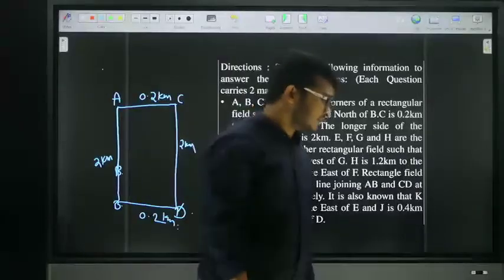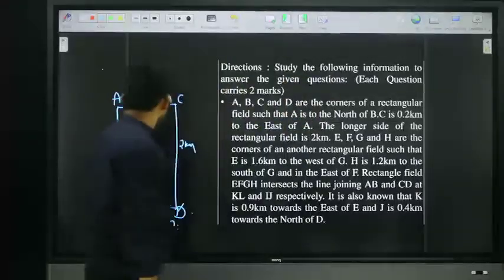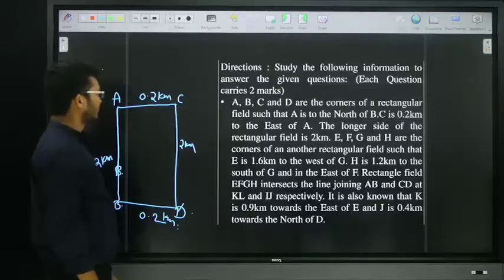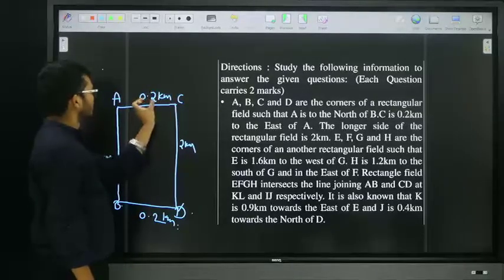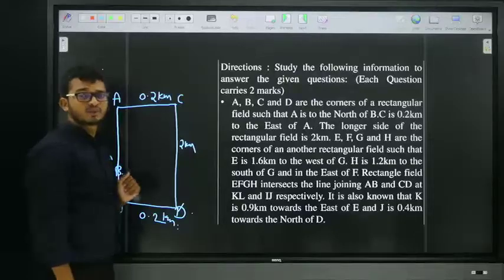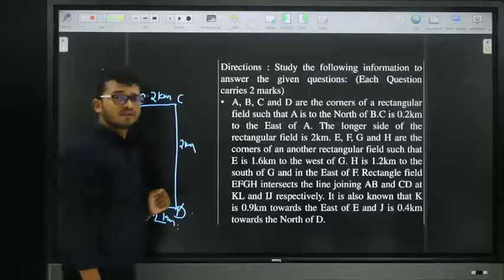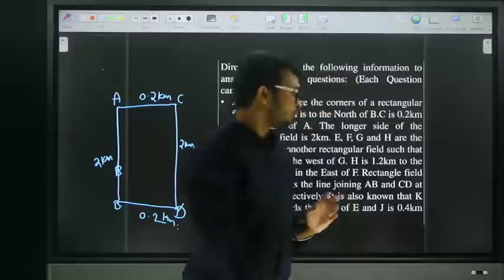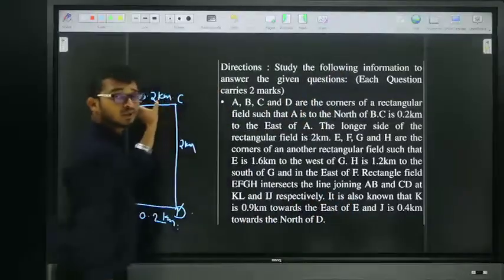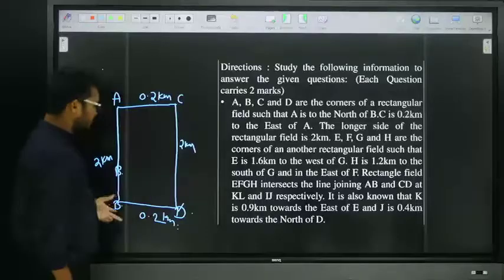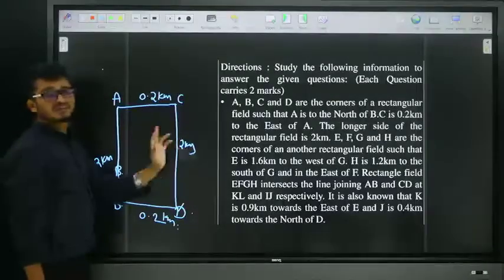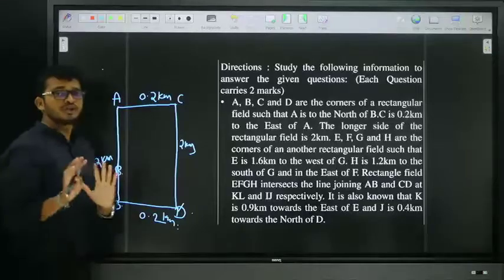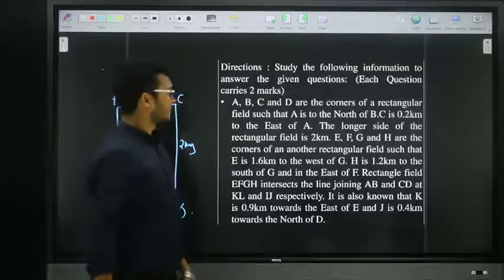Friends, see here. The measurement is: A is to the north of B. Next, C is 0.2 kilometer east of A. Next, the longer side of the rectangle is 2 kilometer. One side already given is 0.2, then the longer side is this one, 2 kilometer. Then this one is also compulsorily 2 kilometer, and this one is 0.2. Now ABCD is completed.